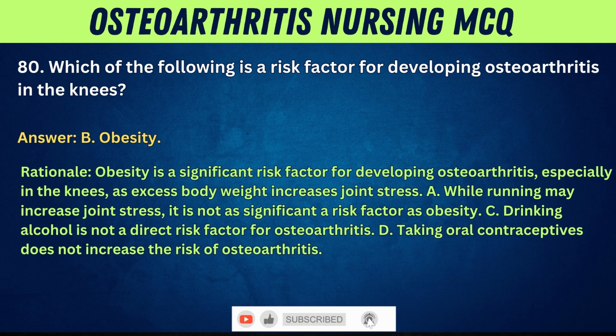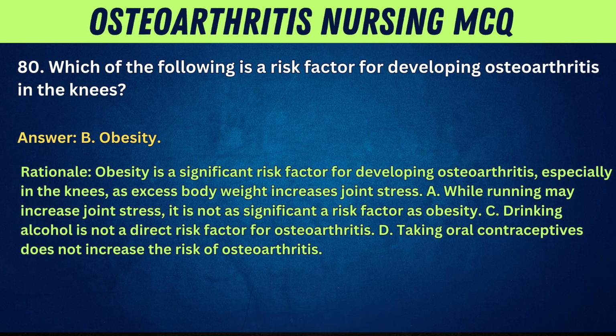weight increases joint stress. A. While running may increase joint stress, it is not as significant a risk factor as obesity. C. Drinking alcohol is not a direct risk factor for osteoarthritis. D. Taking oral contraceptives does not increase the risk of osteoarthritis.